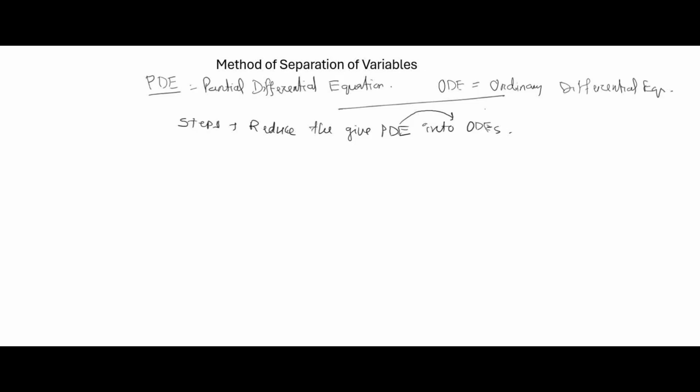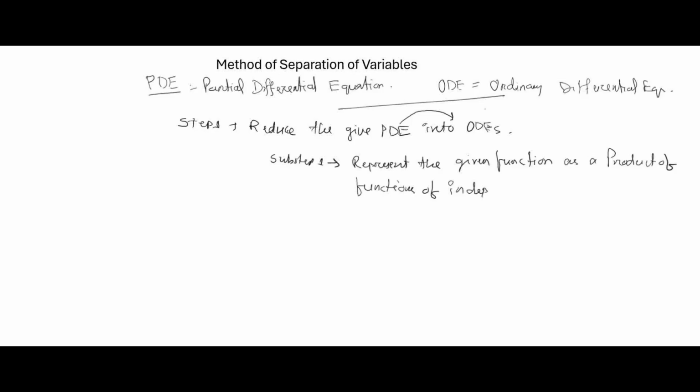Now this involves multiple substeps, where substep 1 involves representing the given function as a product of functions of independent variables.